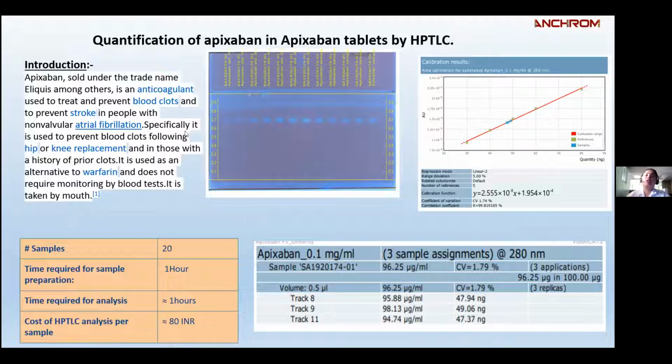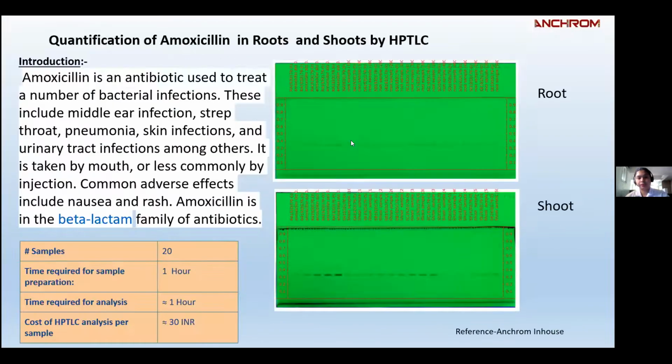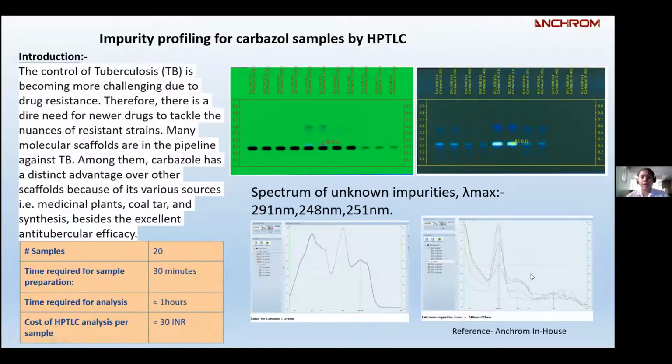Then not only that, you can quantify through the Apexa APIs such as Apexa Beam. So you can quantify the tablets, you can get the linearity curve, the CV value, R square value, and slope value. Then you can also quantify and do the assay values at a specific wavelength. Here we have done it at 280. Likewise, you can do it at different wavelengths according to the lambda max value.